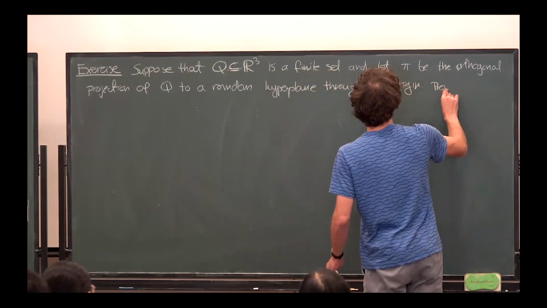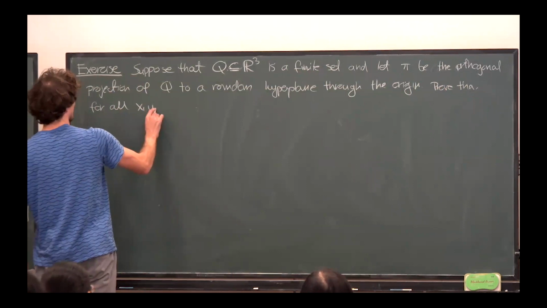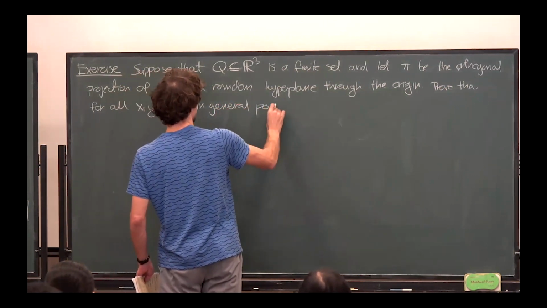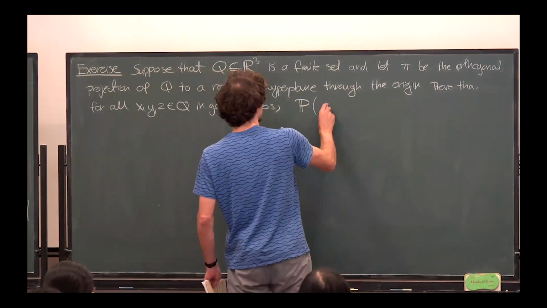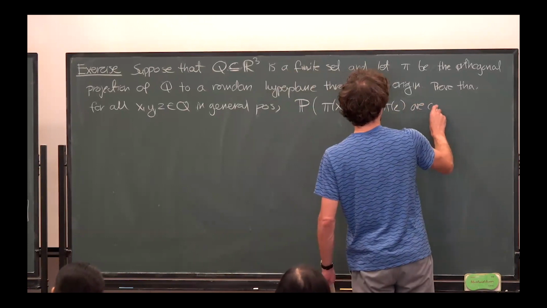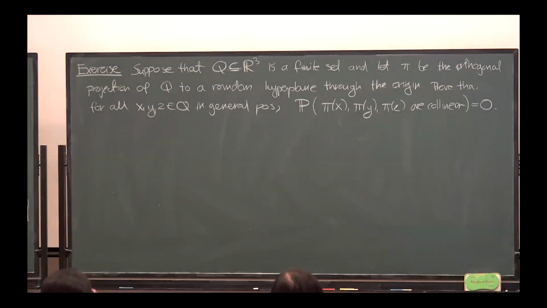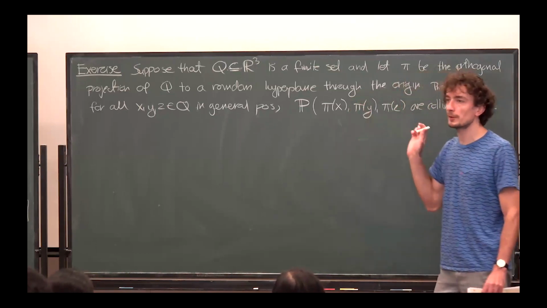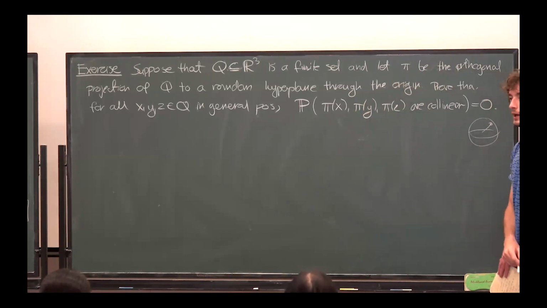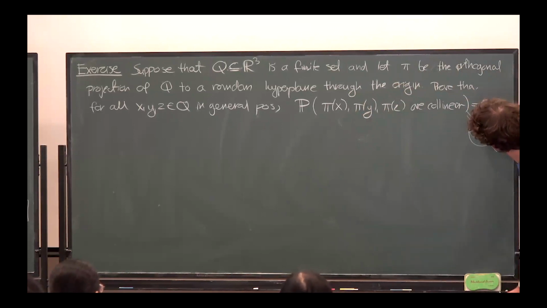Now the exercise asks you to prove that whenever you take three points X, Y, Z in Q that are not on a line, meaning in general position, then the probability that their images are collinear is not only small, it's actually zero. What do I mean? For a random hyperplane through the origin, you just take the unit sphere in three dimensions and pick a point on it uniformly at random. This gives you a direction, and you project onto the orthogonal hyperplane.